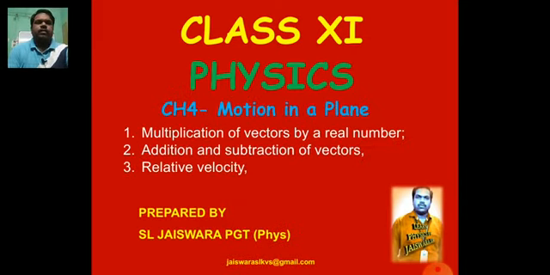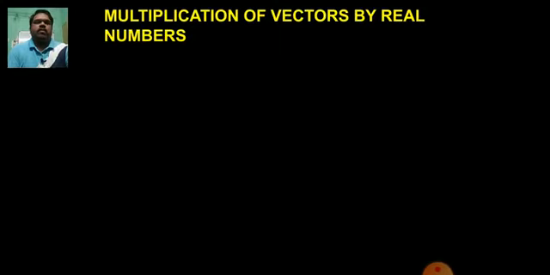See children, these all are the topics that today we have to discuss. First point, we have to discuss about multiplication of vector by a real number. Then after, addition and subtraction of vectors. And after that we'll discuss about relative velocity. So let us see. First topic, that is multiplication of vectors by real number.